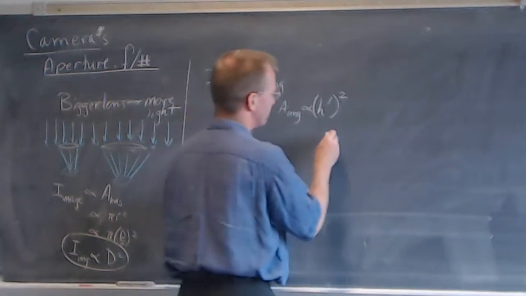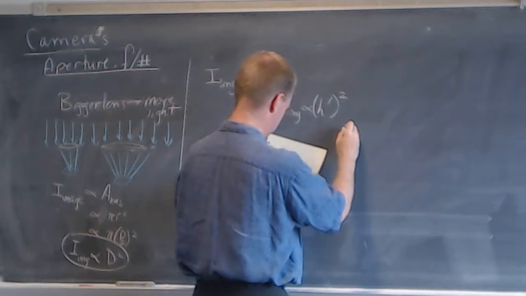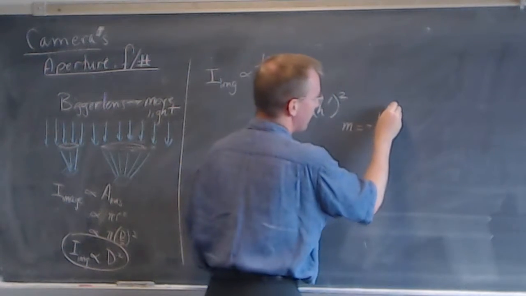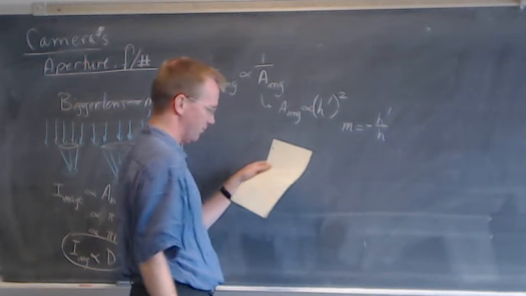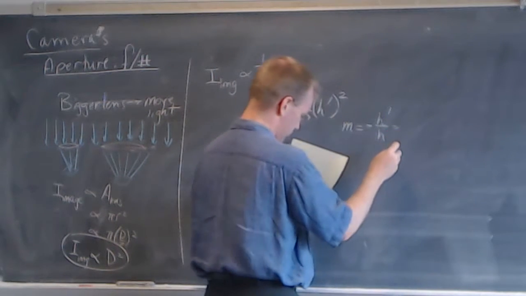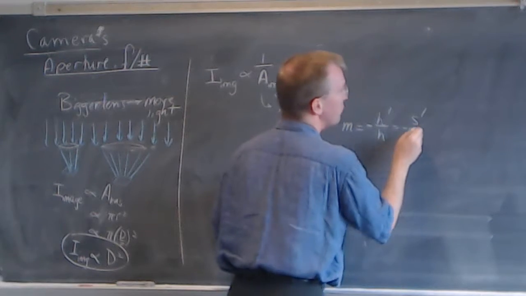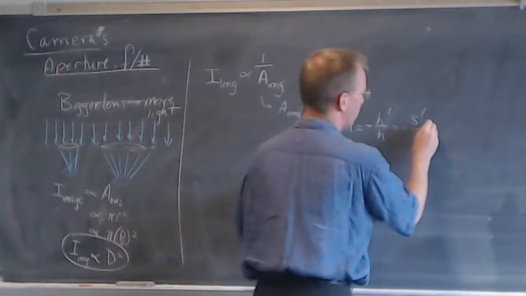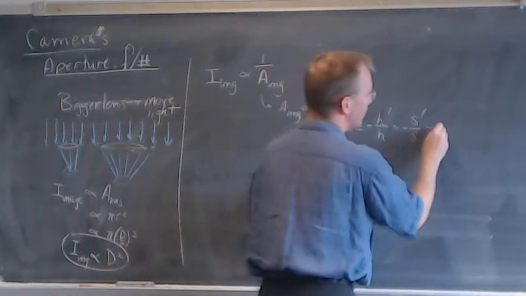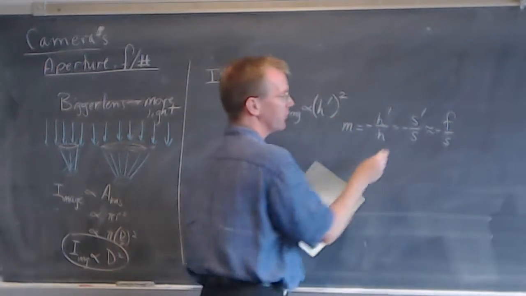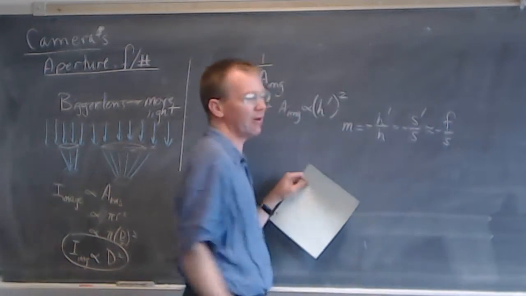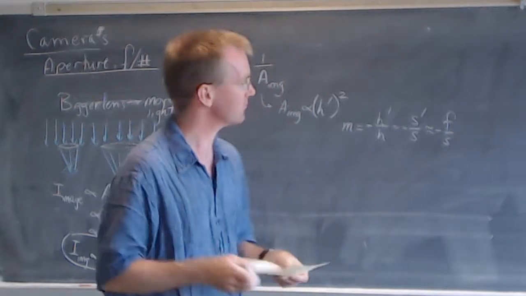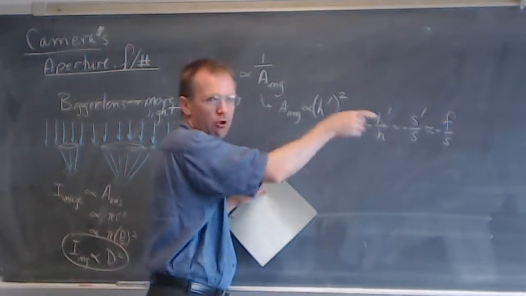Now, the magnification. Magnification is negative because of the inversion, h prime over h, image height divided by the object height. That's equal to minus image distance over object distance. And for an object very far away, for a distant object, recall that that's about equal to minus focal length over object distance. That is, the image distance becomes about equal to the focal length. And therefore, you're going to have your real image cast up at the focal point.